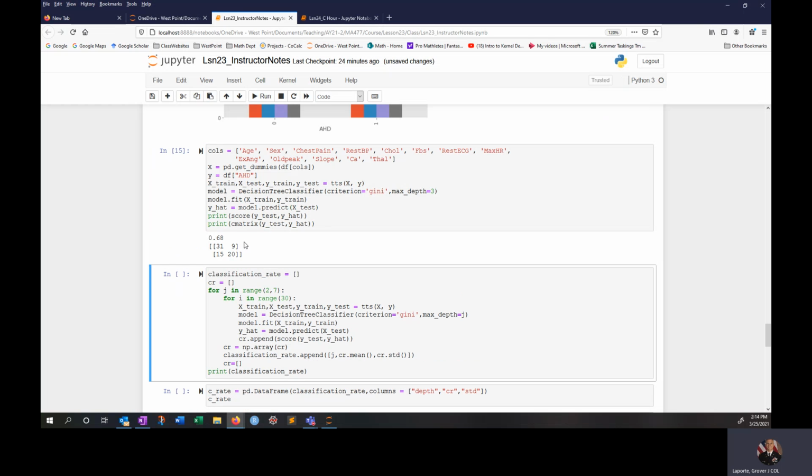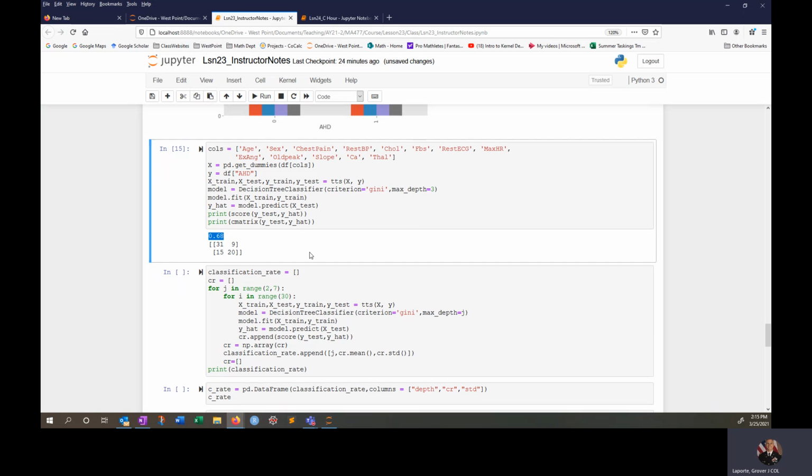So shift enter. And for this particular draw, again, check out what we're doing here. I'm modeling it, I'm using Gini, I'm max depth is equal to 3. I'm fitting it to the model with the train, and I'm using the test in order to predict the HDs, and I'm showing you the score. So we got 68% correct. And then the C matrix, you can see that on the diagonal are the ones that are good, and the off diagonals are the ones that are no good.